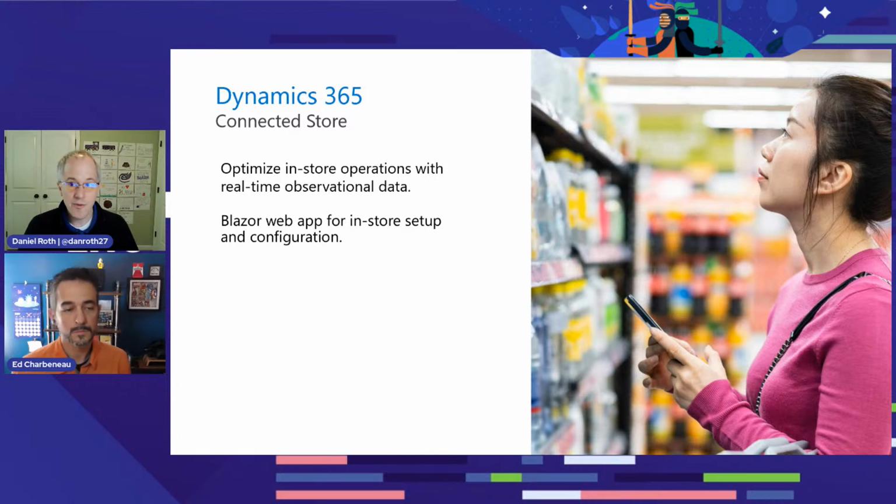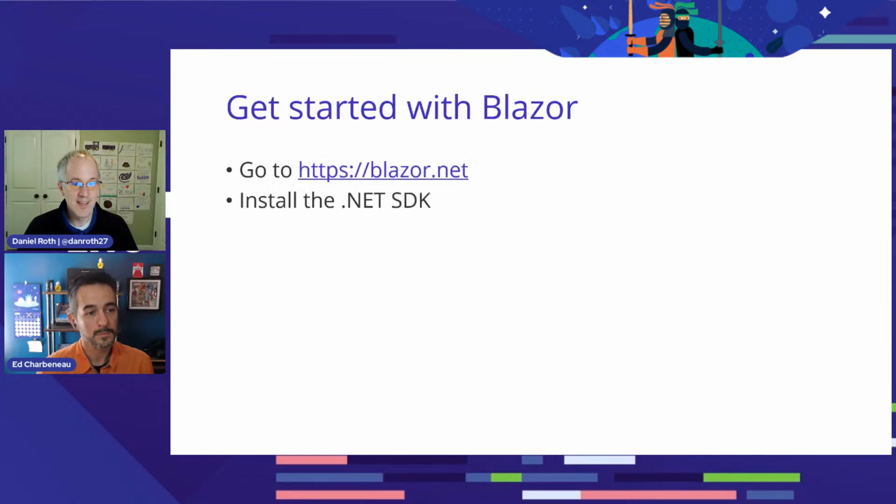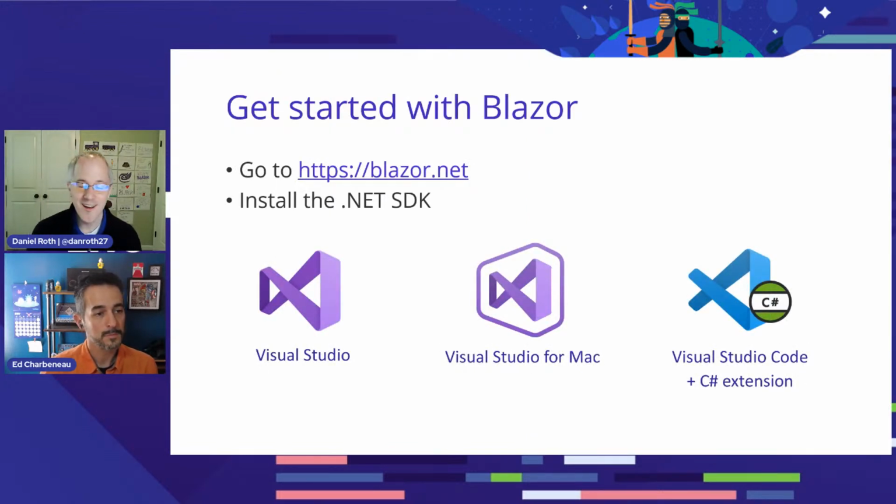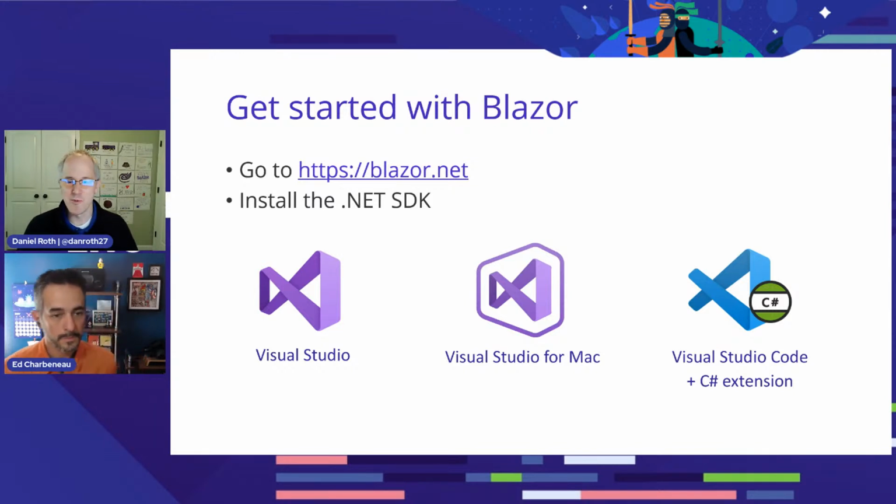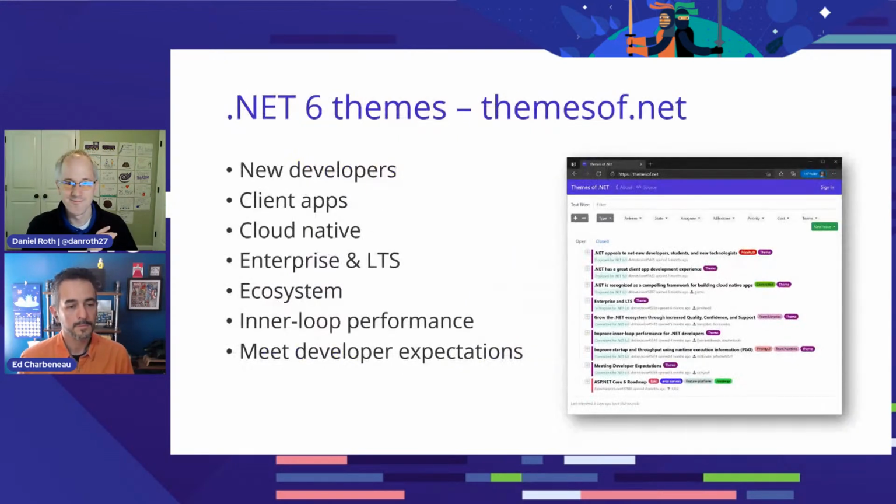The in-store setup and configuration for Dynamics Connected Store is all done using a Blazor web app as well. So if you haven't used Blazor before, getting started is really easy. You just want to go to blazor.net and download the latest .NET SDK. You can then develop your first Blazor app on your preferred platform using Visual Studio, Visual Studio for Mac, or Visual Studio Code.